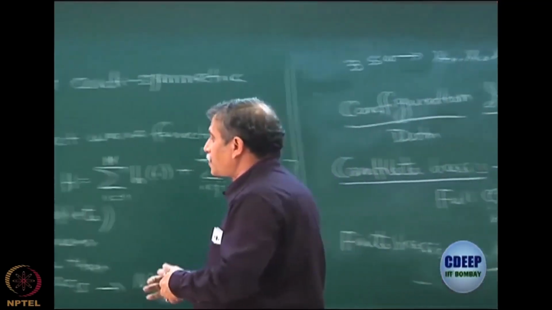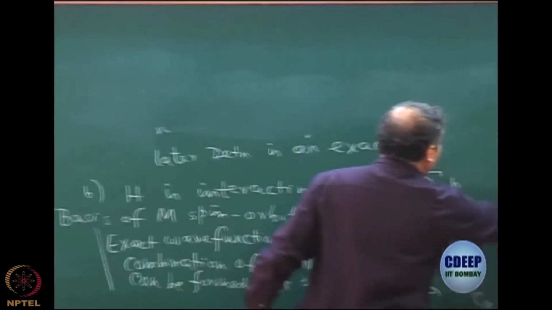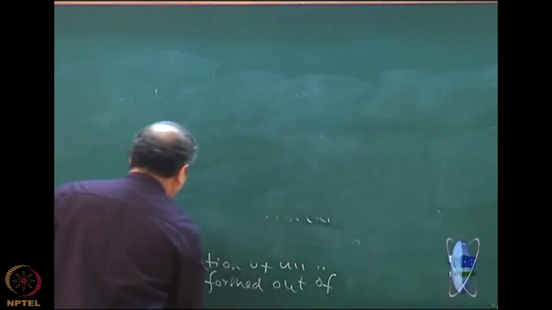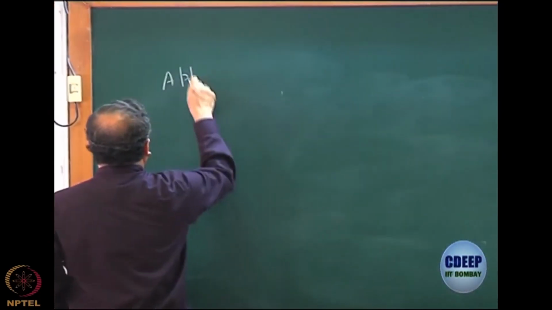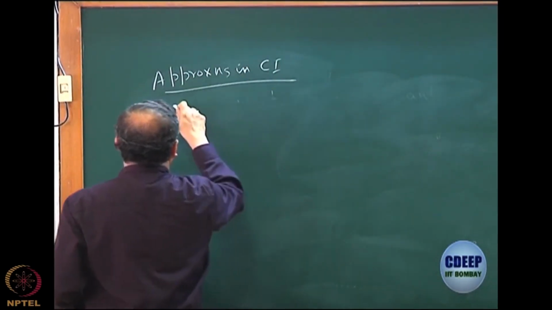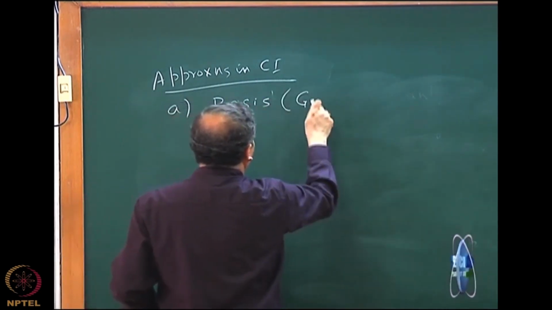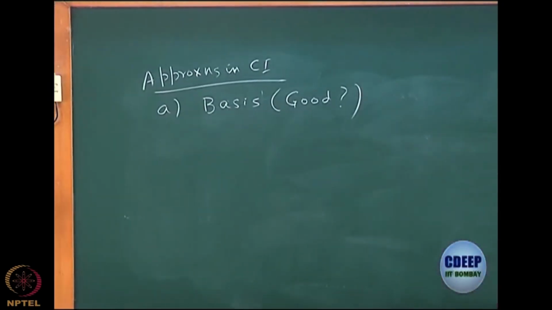So, two levels of approximations that we will do in CI later for the interacting problem: one is the basis, another is the number of determinants. So, the approximations that we will bring in CI is, A, the basis. What is a good basis? What do you mean by good basis? Good basis means with a smaller number of functions, I should be able to generate the effects of the complete basis as well as possible. So, that is where you have to be very good.